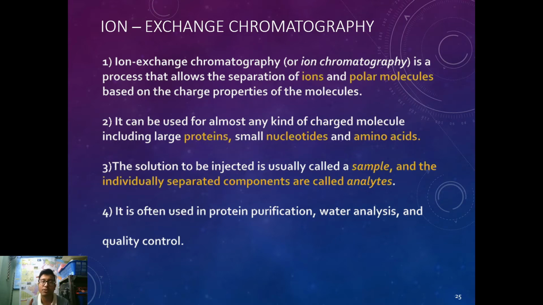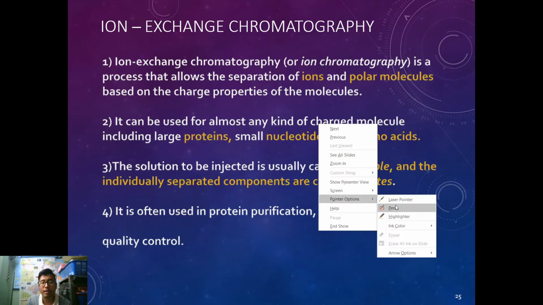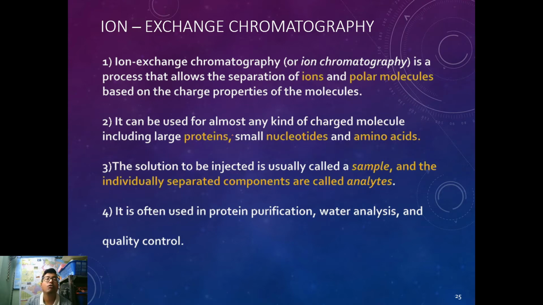We need resins for ion exchange, and the first question that will be asked in Viva is, what are the components that can be separated with the help of ion exchange chromatography? So all types of charged molecules. You are getting it right. Ion means charge, so any type of charged molecules are separated with the help of ion exchange chromatography. They can be proteins, nucleotides, amino acids, so on and so forth.